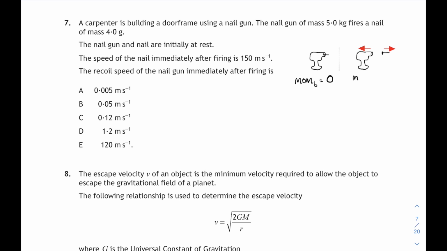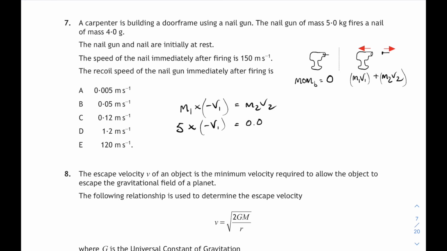And then it's like an explosion. The nail is moving to the right and the gun recoils to the left. They will both have momentum and the sum of that momentum will be 0. This is conservation of linear momentum here. The total momentum before equals the total momentum after. If it's 0 before, it'll be 0 afterwards. And the only way that that can be is if one of our velocities is negative. So let's call V1 negative. Then we sub all our values in. So the mass of the gun was 5 times negative V1 is equal to the mass of the nail, which was 4 grams.